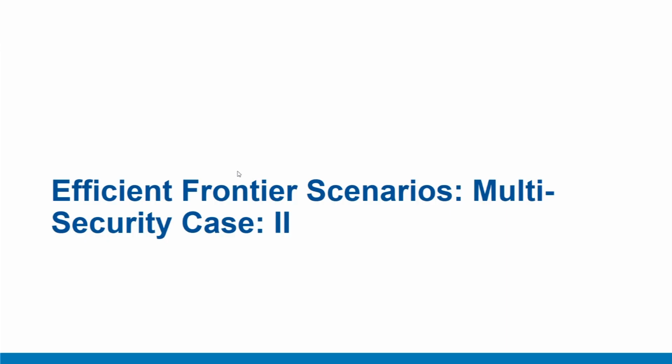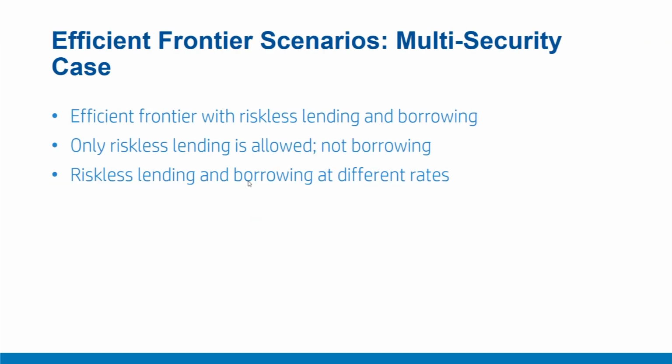Efficient Frontier Scenarios, Multi-Security Case 2. In this video, we'll discuss the shape of the efficient frontier with multiple securities and the introduction of a riskless or risk-free instrument. We'll discuss three cases. First, efficient frontier with riskless lending and borrowing. Then only riskless lending is allowed, not borrowing. And then riskless lending and borrowing at different rates. As we can see, we gradually move in a step-by-step manner towards a more realistic assumption of different riskless lending and borrowing rates.